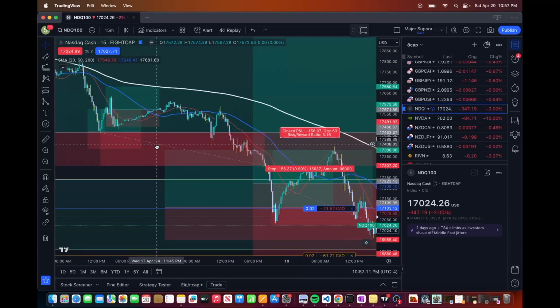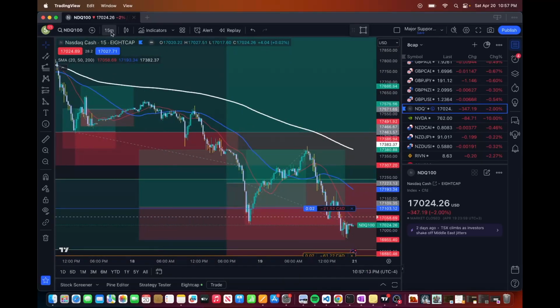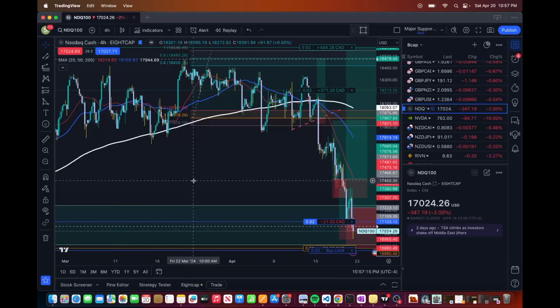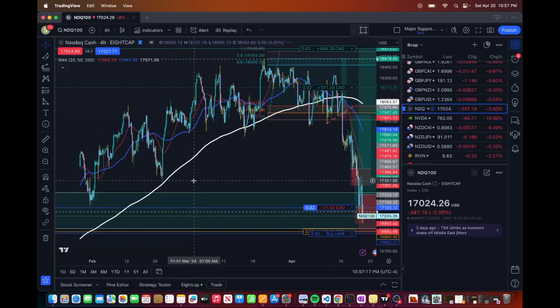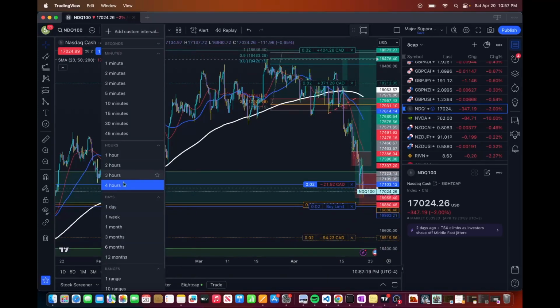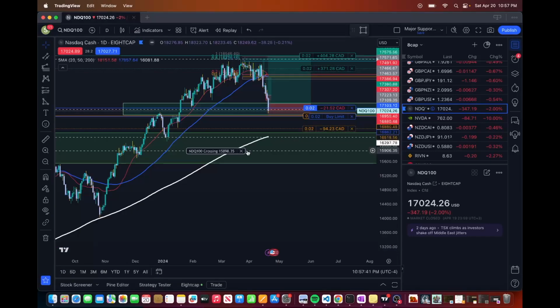So I had another one actually. I set up another one over here, and this is the major zone that I described in that video that I was talking about, and that's over here. If you look at it from a daily perspective, let's go back to the daily. The price is at 17,103 or 17,024, in that general area, right?